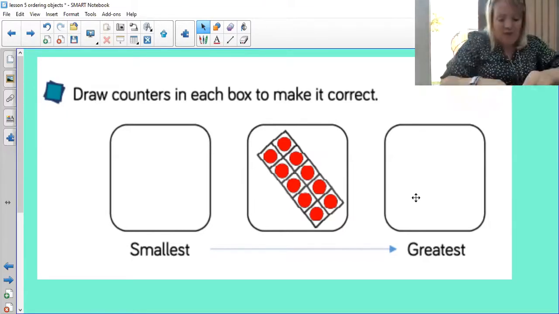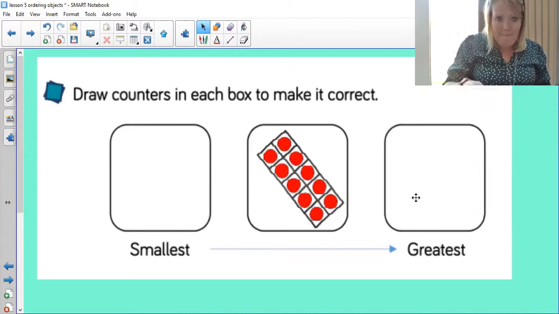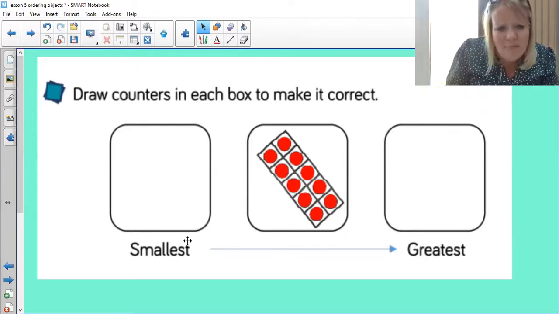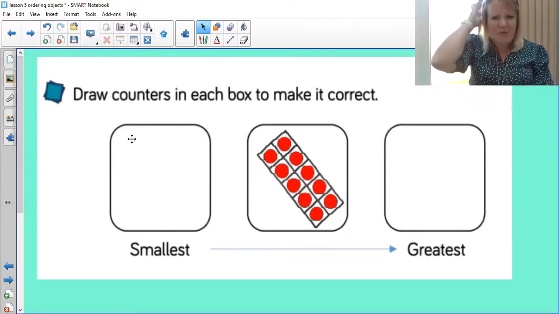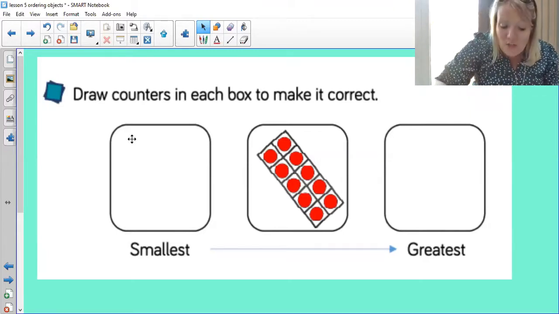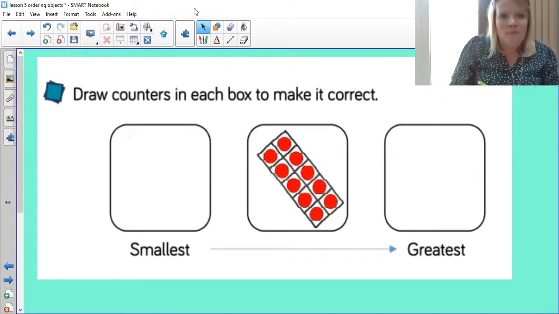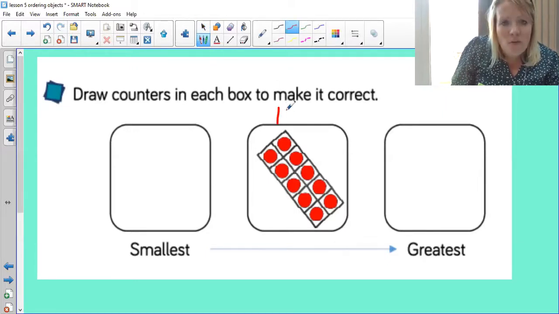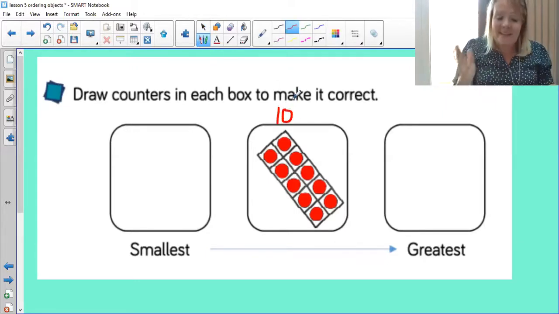So there are my 10 cubes. So, to make my smallest box, I have to have a number of counters that are smaller. So, who can give me a number of cubes that could go in there? 11? Why not 11? Well done. Brilliant, because there are 10 cubes and 11 is bigger and we want to go smaller. We need to go less than 10.